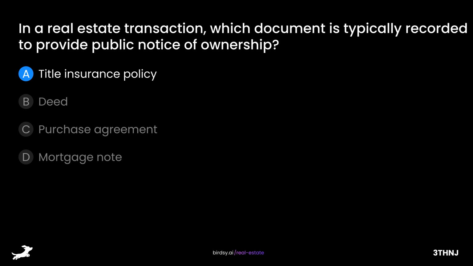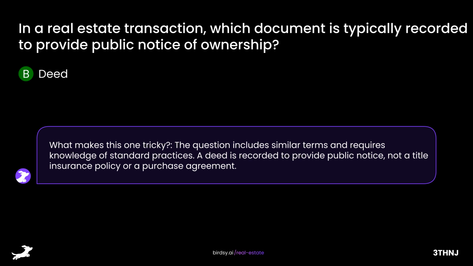Is it A, title insurance policy? B, deed? C, purchase agreement? Or D, mortgage note? The answer is B, deed. What makes this one tricky? The question includes similar terms and requires knowledge of standard practices. A deed is recorded to provide public notice, not a title insurance policy or a purchase agreement.